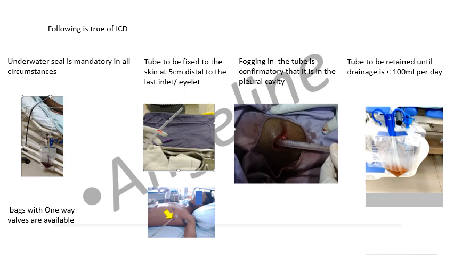Fine. Then fogging in the tube is confirmatory that it is in the pleural cavity. Yes, it is right. Fogging will happen immediately. In fact, you can see the fog there. See, you can see the fog, and the rest is clear. So fogging in the tube, like your endotracheal tube, will start the moment you put it in.